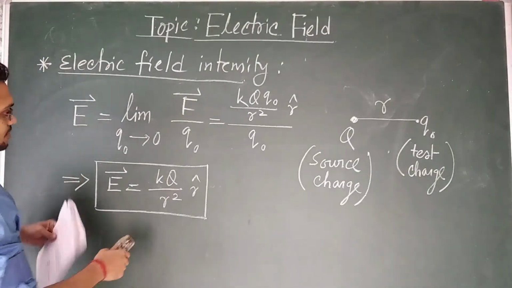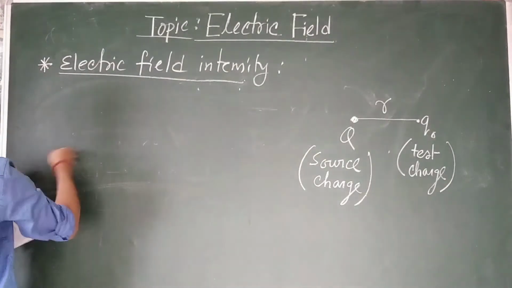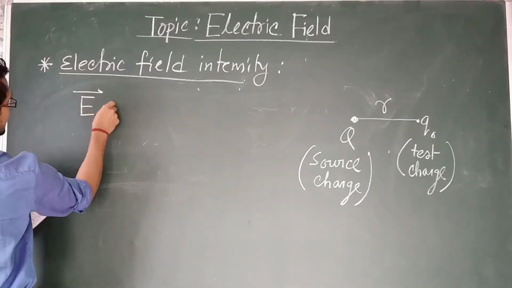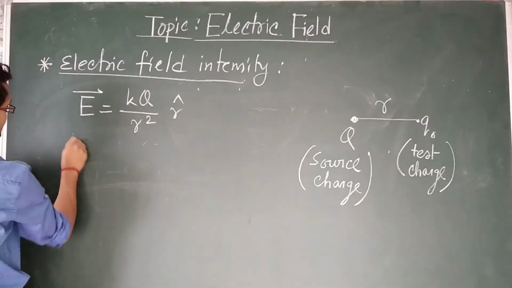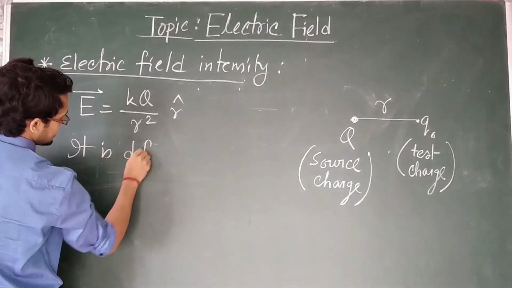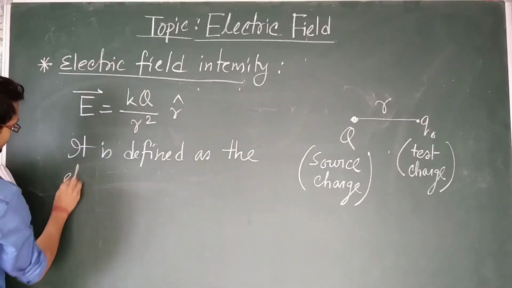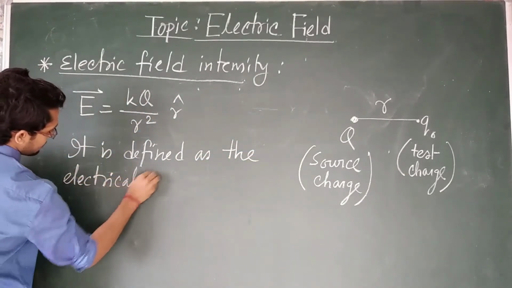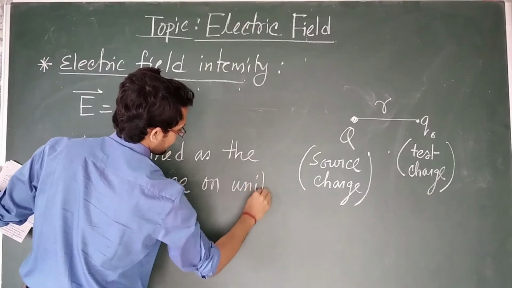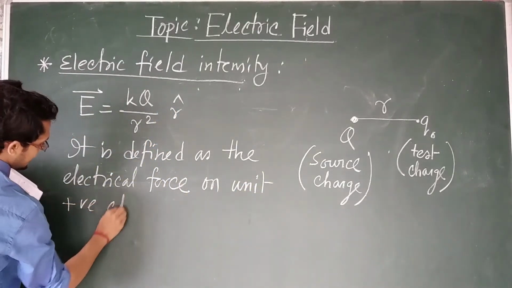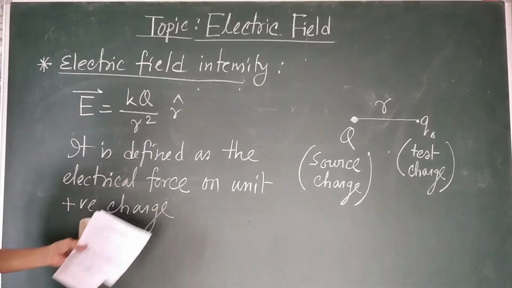Now what will be its definition? I am writing this formula again at the top. E is K Q by R square R cap. So it is defined as the electrical force on unit positive charge.